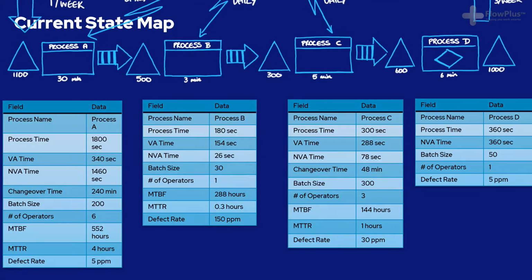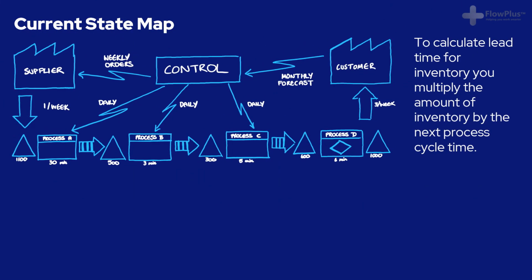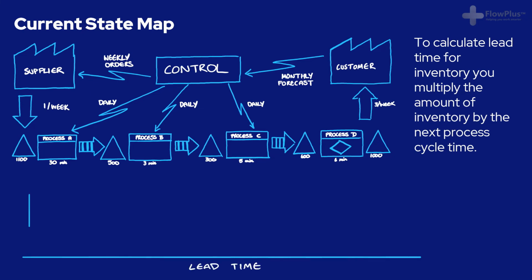From here we start to calculate some metrics on the system as a whole. First we create something called a lead time graph. Along the bottom of our map, aligned with each process, we want a graph with time on the x-axis and value add on the y-axis. The lead time graph is a great visual way of demonstrating how much of the process is value adding and how much isn't. To do this, you need to convert inventory into an associated time unit. For example, if there is a stock of 500 units before process B, and the cycle time of process B is 3 minutes, then the inventory time is 500 times 3, which is 1500 minutes.